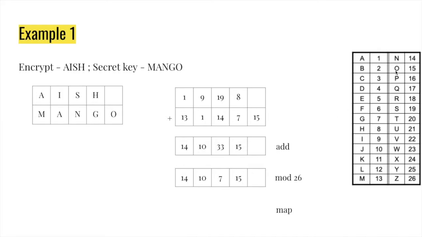So it should be NJGO. This is our encrypted message. Not very intuitive, right? Yeah, so this serves the purpose for our encryption.